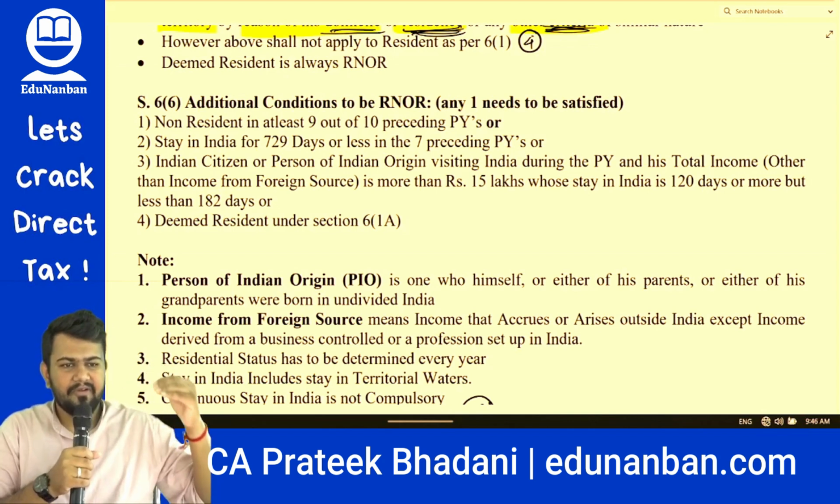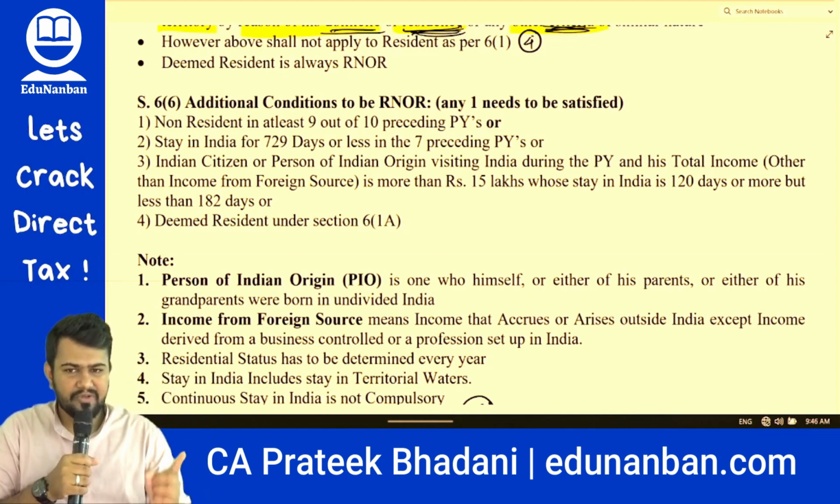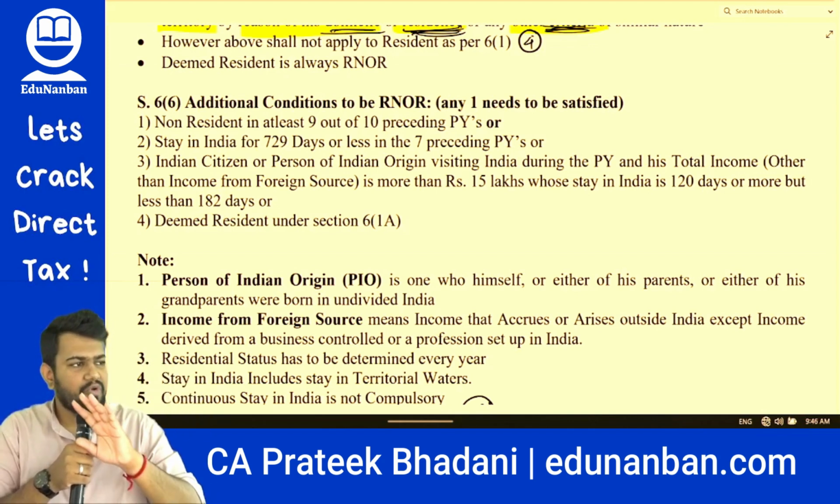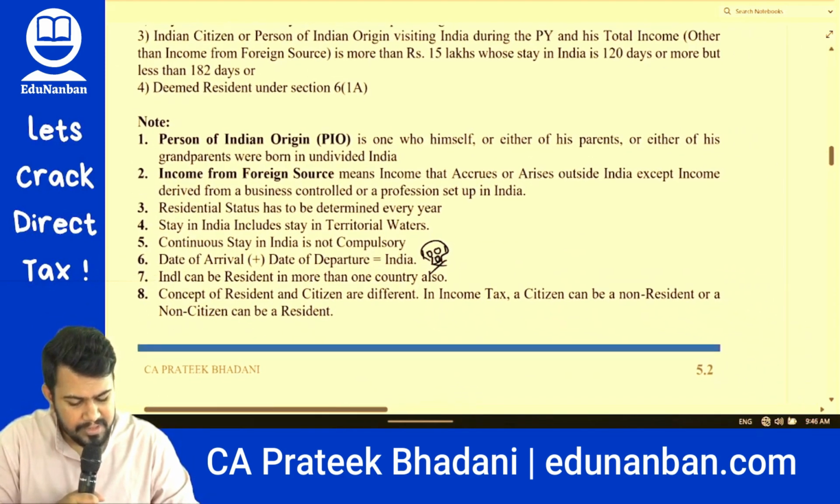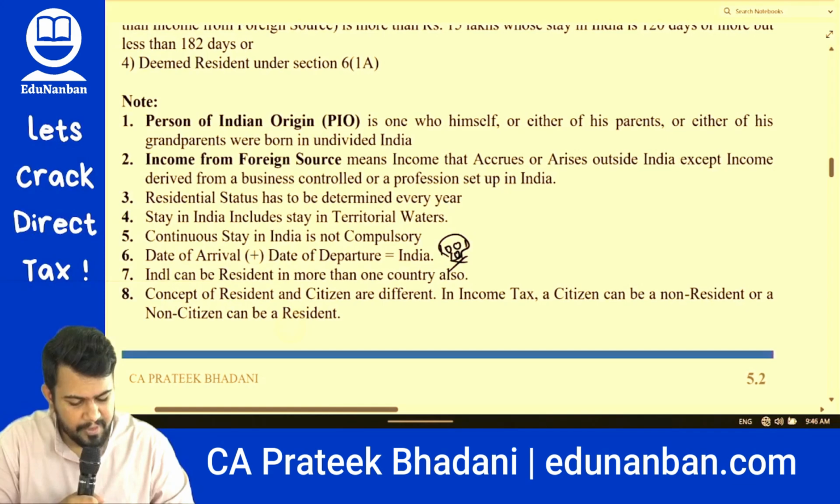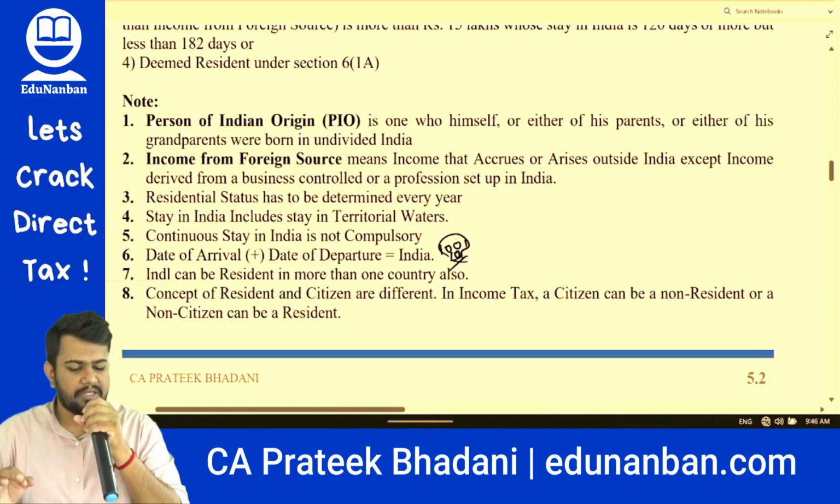So if any one of the four conditions is satisfied, the individual will be RNOR. If no condition is satisfied, ROR. Fine. Now some special points. What are the special points? Who is a person of Indian origin, sir?